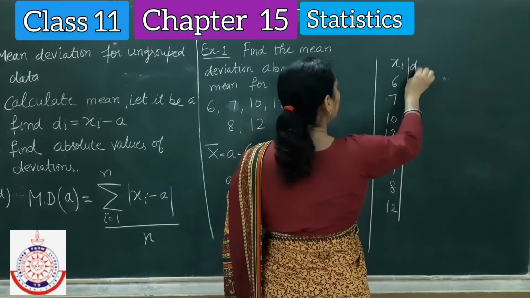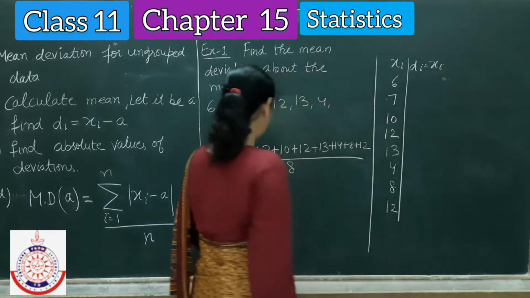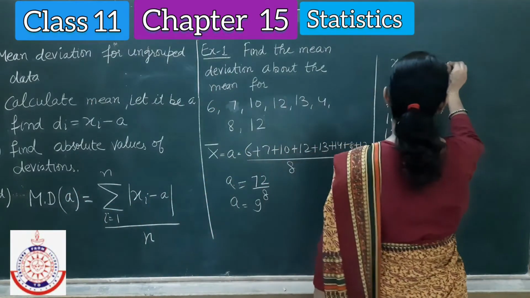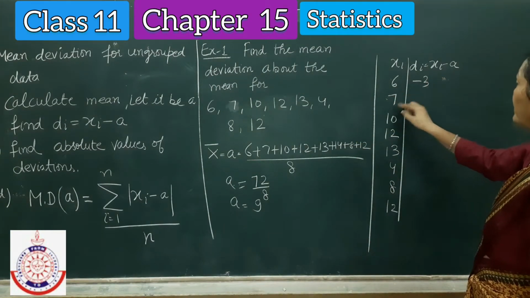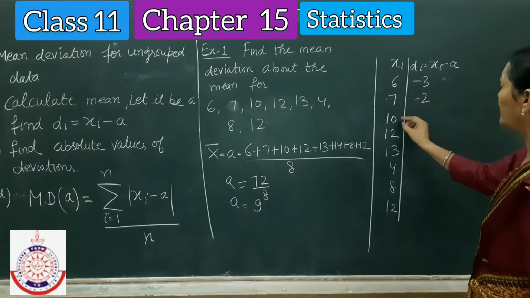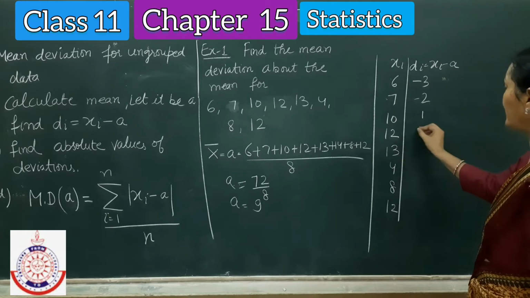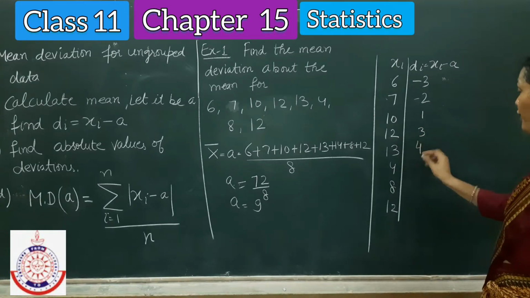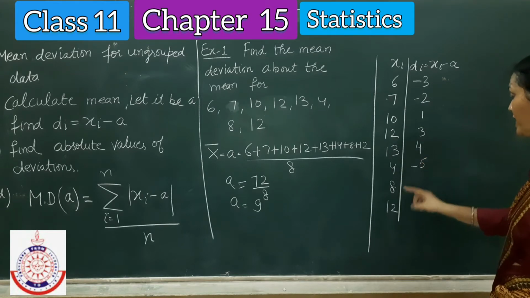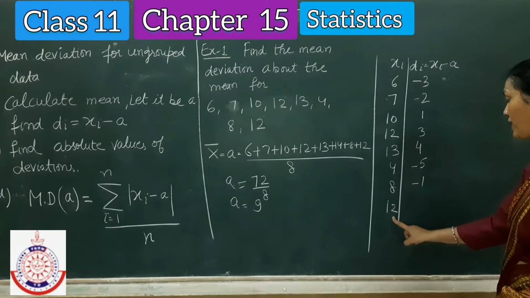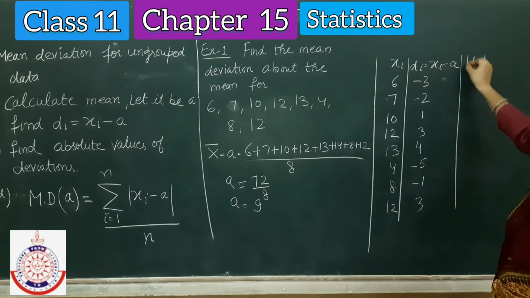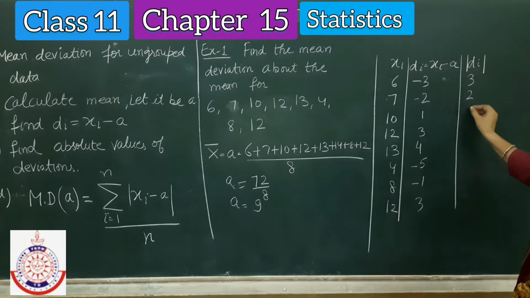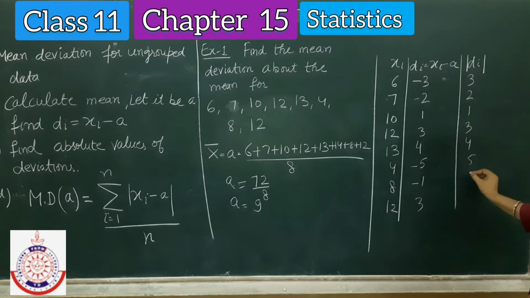So first of all, from each value, we'll be subtracting this a, the mean. 6 minus 9, that is minus 3. 7 minus 9, minus 2. Then 10 minus 9, 1. 12 minus 9, 3. 13 minus 9, 4. 4 minus 9, minus 5. 8 minus 9, minus 1. 12 minus 9, 3. Now I'll be calculating absolute value of di, means all the values will be shifted to plus. Now find sum of all these values.